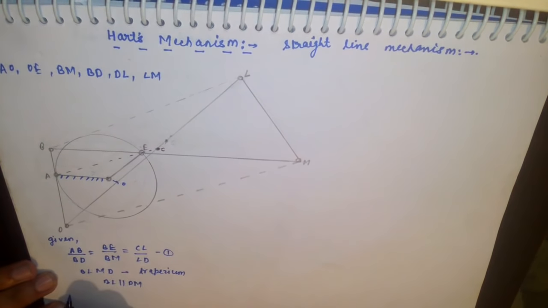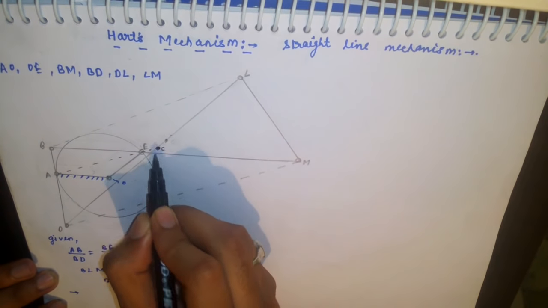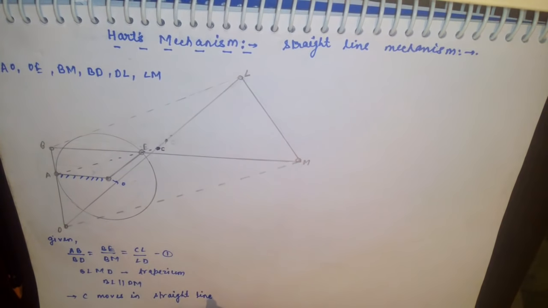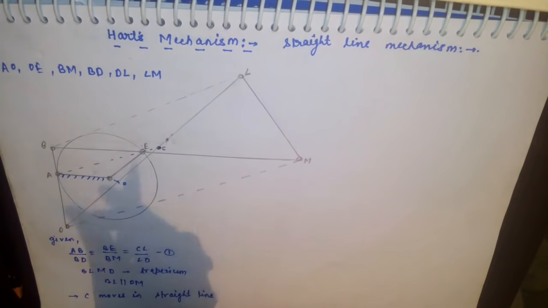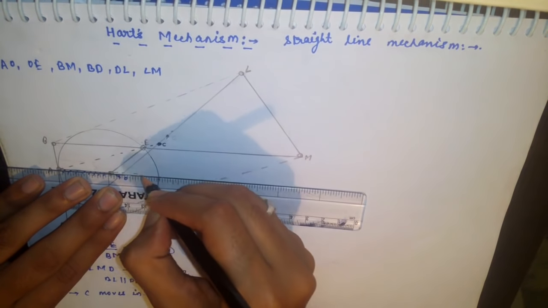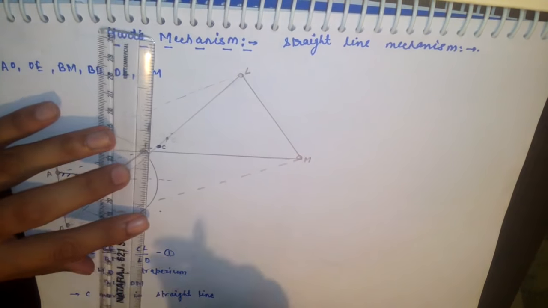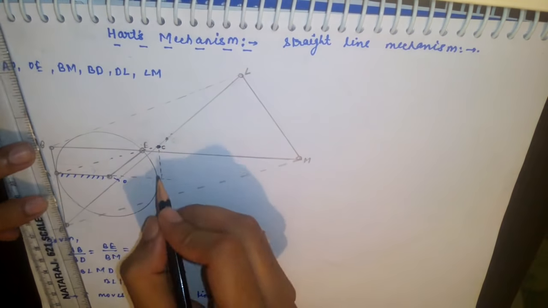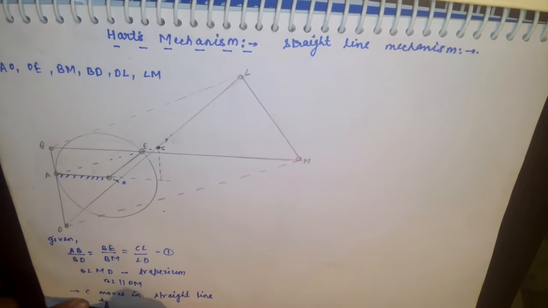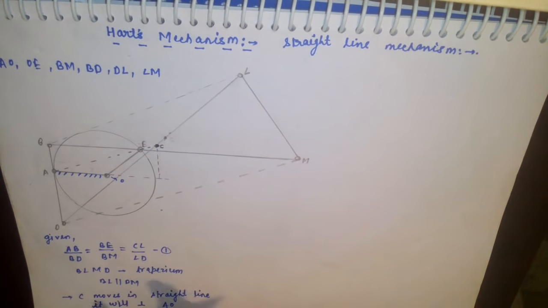Now in Hart's mechanism, this point C moves in a straight line. Point C moves in a straight line perpendicular to AO. If we extend AO, the C will draw a line which is perpendicular to AO. So C is moving in a straight line, and it will be perpendicular to AO. Okay, so these things are given.